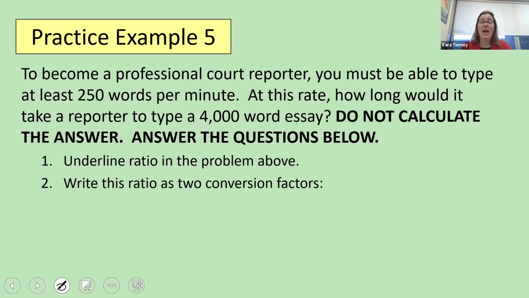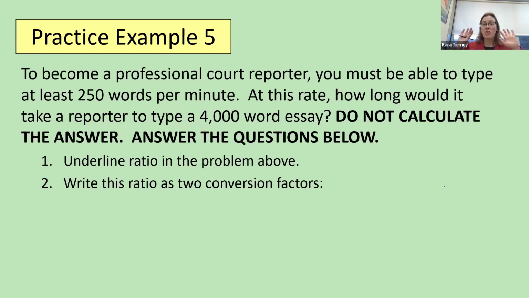So in this case, I have this problem and it says to become a professional court reporter, you must be able to type at least 250 words per minute. That is insane, by the way. Super fast. At this rate, how long would it take a reporter to type a 4,000 word essay? We're not going to calculate that, but we're going to learn how to start to approach this problem. And the first thing that I want you to be able to do when you're given a problem like this is find any ratios. We're just hunting for ratios, all right?